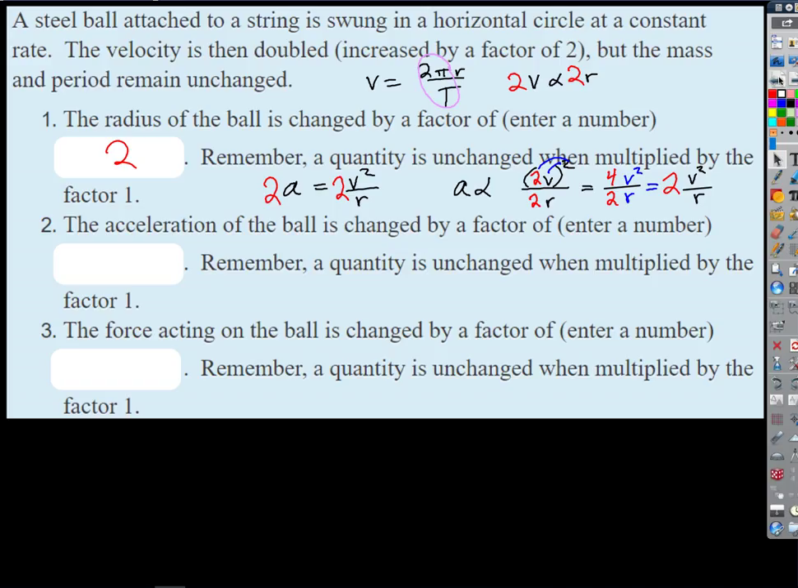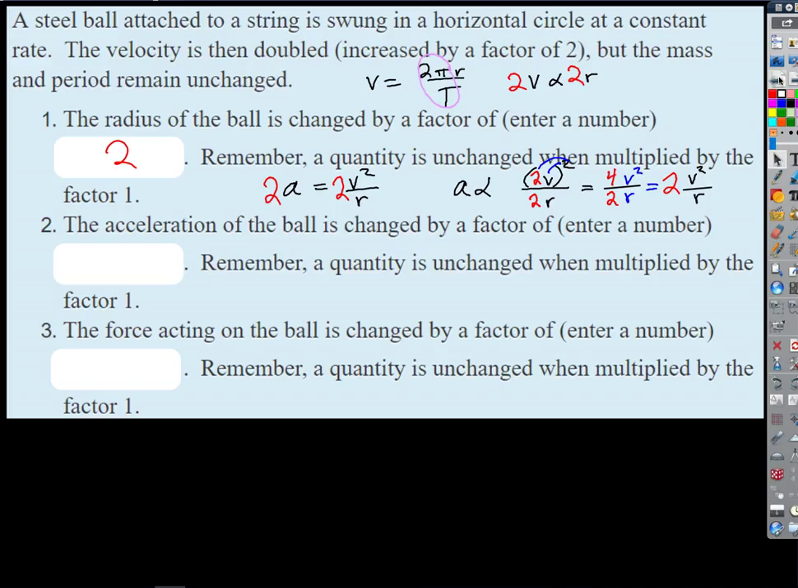So if the velocity is doubling, and the mass and the period remain the same, what has to be happening? The radius has to get bigger, doesn't it? That just makes sense, because if the velocity is doubling, how could the period stay the same if the radius were the same? It would be making 2 laps where it used to make 1. But it's only making 1 lap because the period is staying the same. So it must be getting a bigger circumference, right? So the radius is doubling.